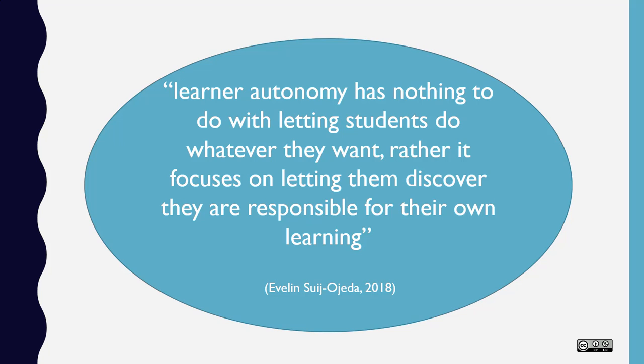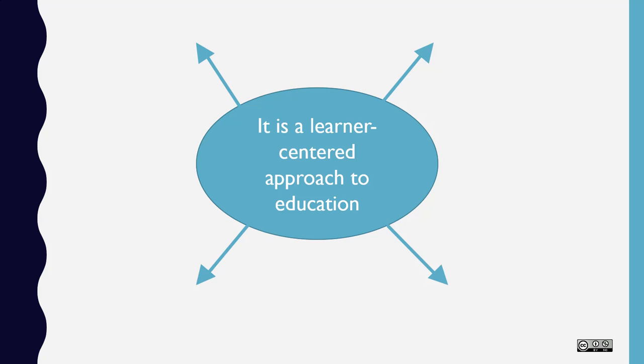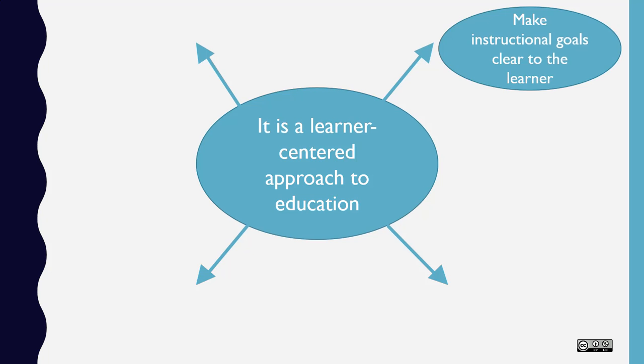Learner autonomy has nothing to do with letting students do whatever they want. Rather, it focuses on letting them discover that they are responsible for their own learning. You need to think of student autonomy as a learner-centered approach to education. And there's many different ways that you can define a learner-centered approach. And I've only chosen 4 today so that this doesn't get too long. And the 4 items that I've chosen to focus on in today's screencast are the following.